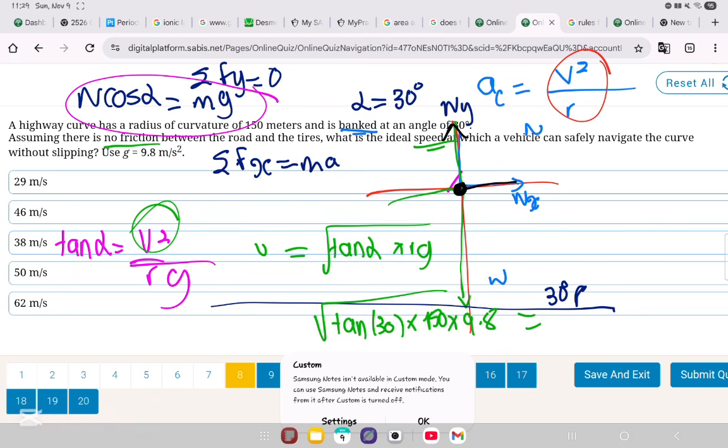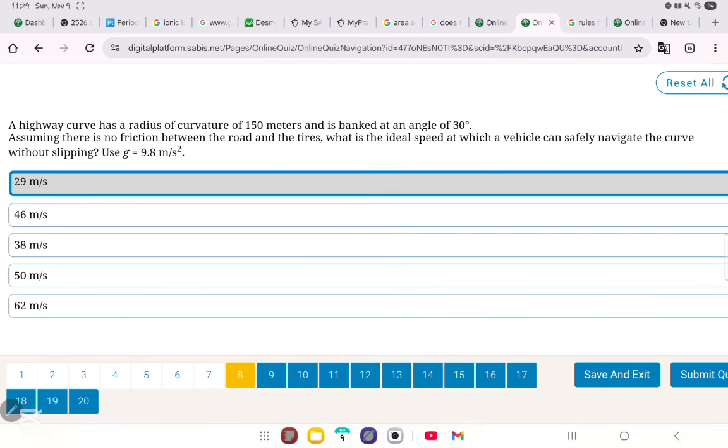That's going to be what? That's going to be 29.1, or approximately 29 meters per second. We'll move on to question number 9. What does it say in question number 9?